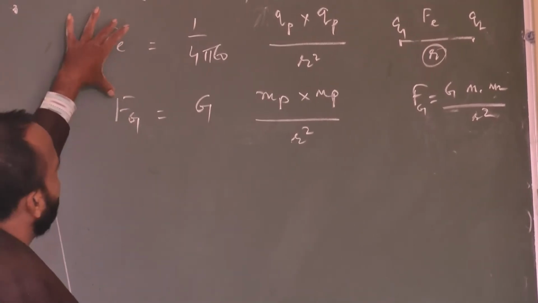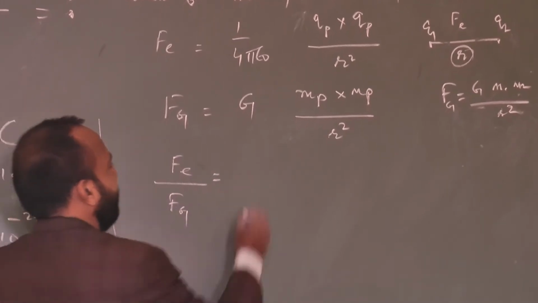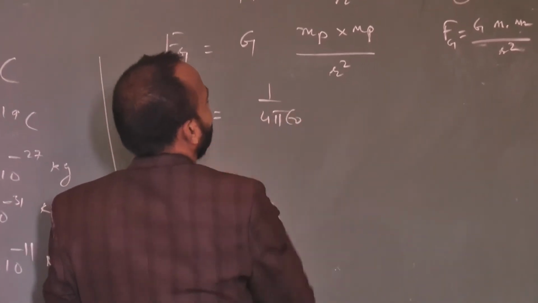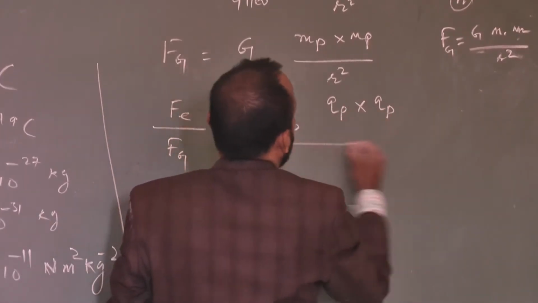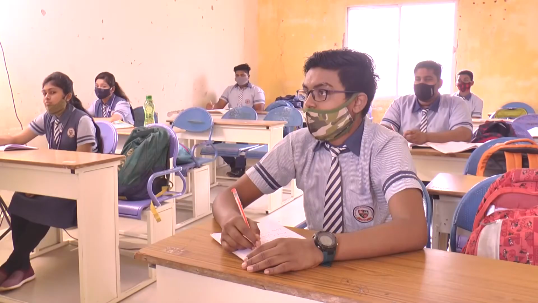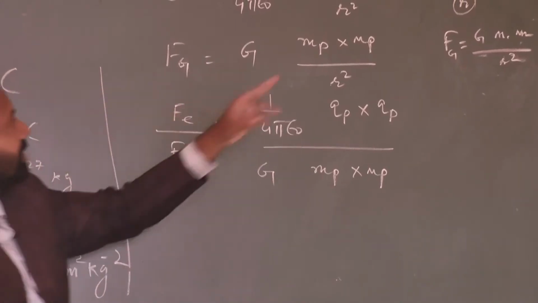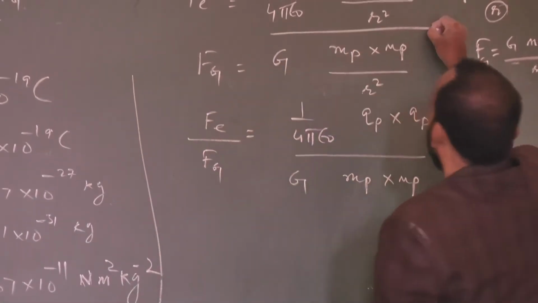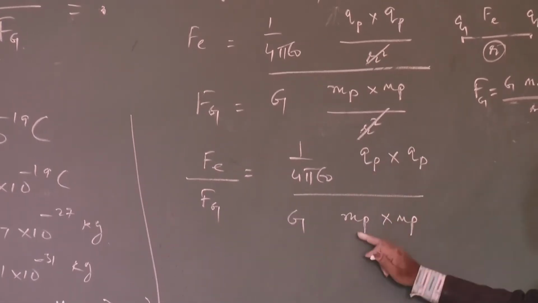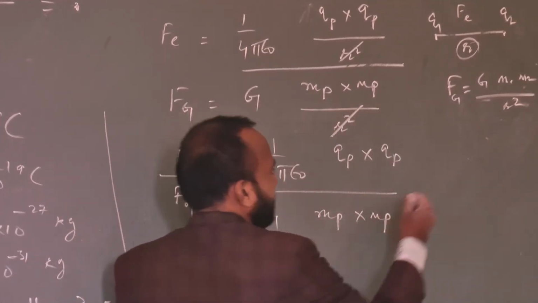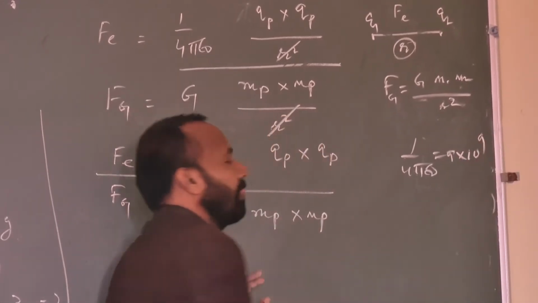Now I want to put this Fe by Fg. Fe by Fg is 1 by 4 pi epsilon naught Qp into Qp divided by G Mp into Mp. This part will come, because after division this r square will cancel. That's why I am not writing it here. Now put the value of 1 by 4 pi epsilon naught, which is 9 into 10 to the power 9.